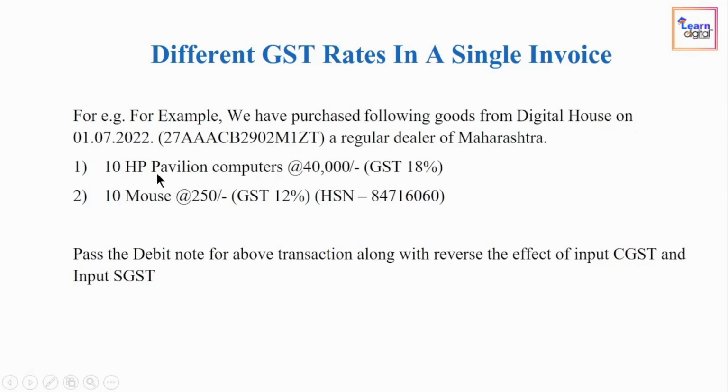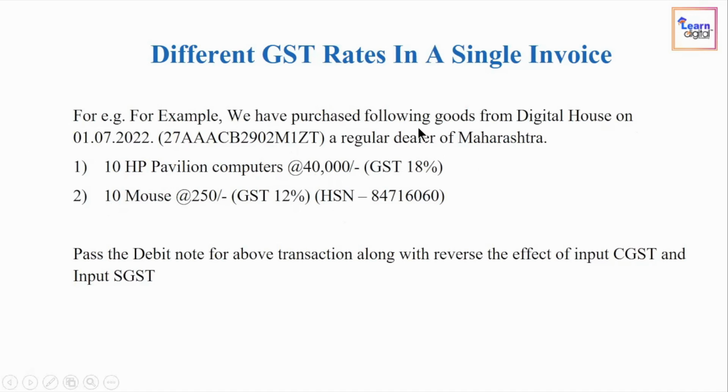What we have purchased, 10 HP Pavilion computers, 40,000. GST rate, we have already created this with 18%. And the new stock item is 10 mouses. Mouse we have purchased at the rate of 250, and GST rate is 12%. See, there is a difference between the GST rate and the HSN code is given. Okay.